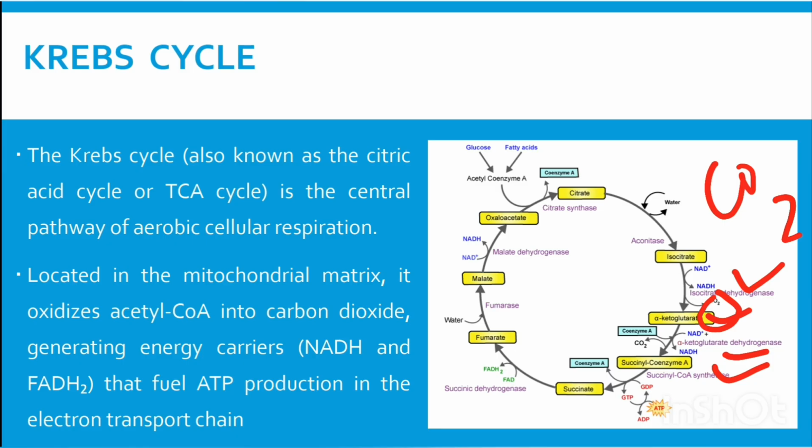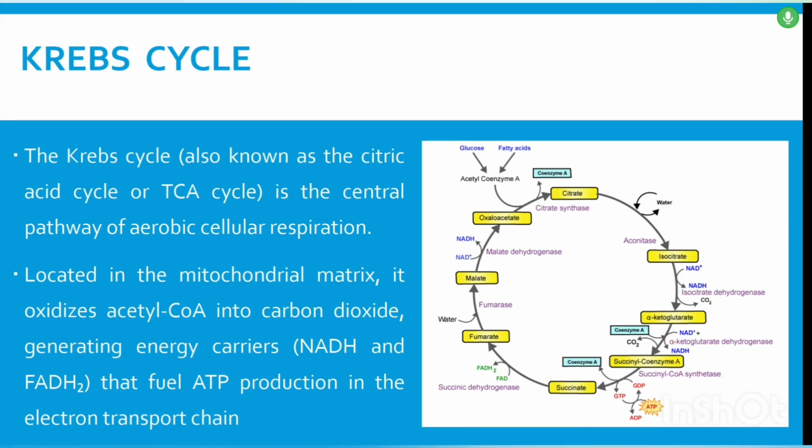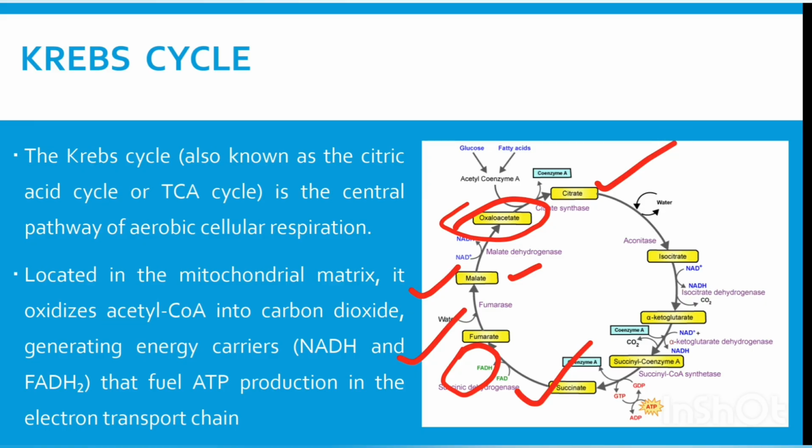Then from succinyl coenzyme A, succinate or succinic acid is formed, producing 1 ATP. From succinate, fumarate is formed, and in this process 1 FADH2 molecule is formed. Then from fumarate, malate is formed, and from malate oxaloacetic acid or oxaloacetate is formed, and then again it receives one acetyl coenzyme A to form citric acid or citrate. So with this the whole Krebs cycle is completed.